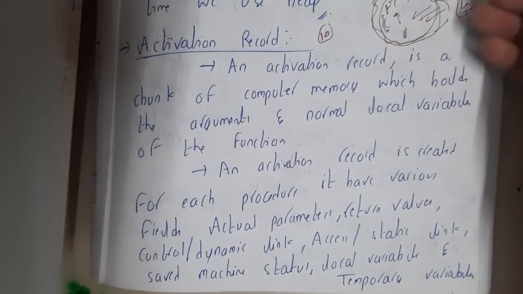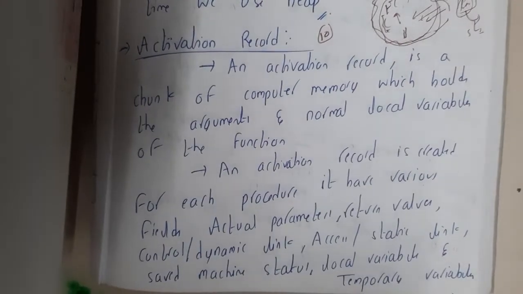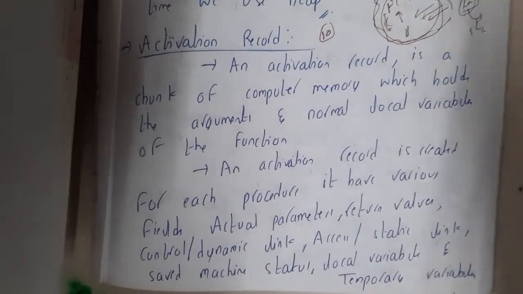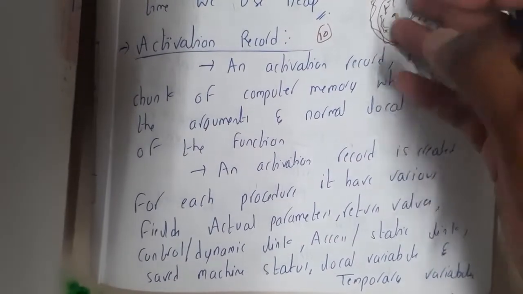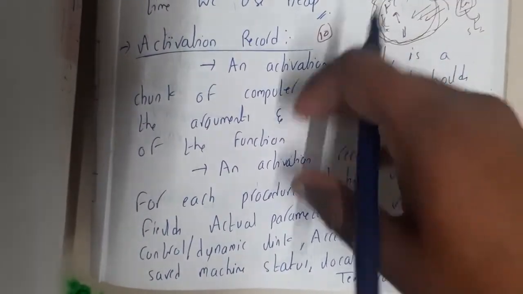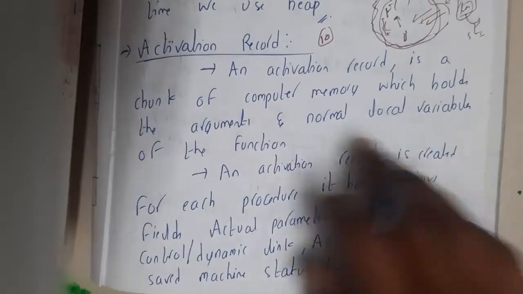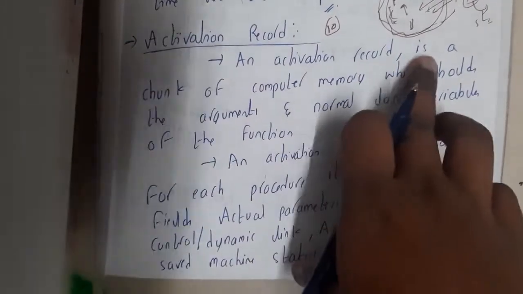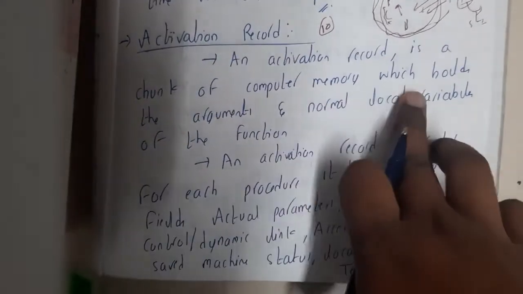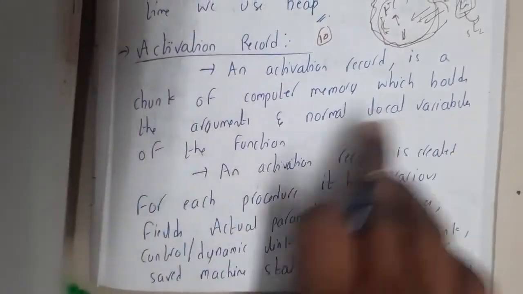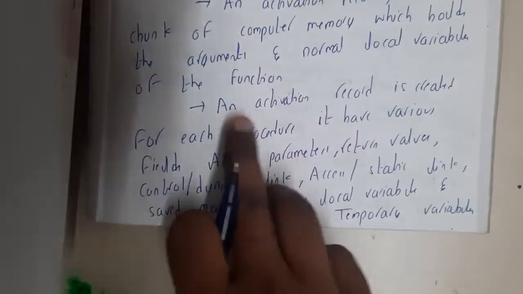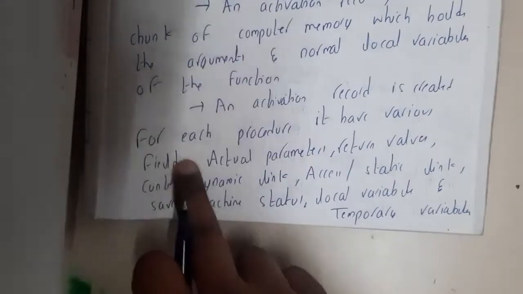Based on the stack, or based on the execution order, these activation records are pushed, and based on their requirements, they will be popped and executed, guys. So an activation record is a chunk of computer memory which holds the arguments and normal local variables of the function. An activation record is created for each procedure.